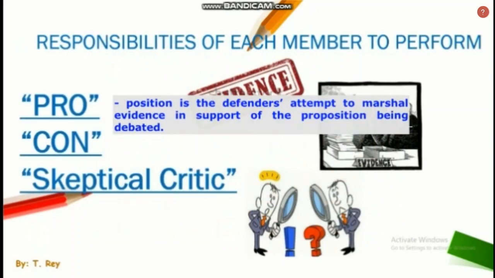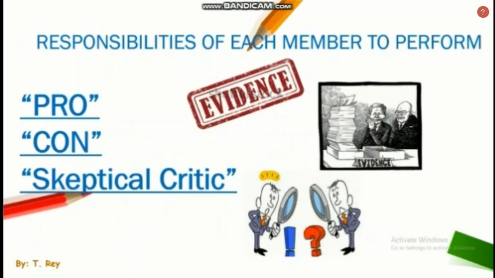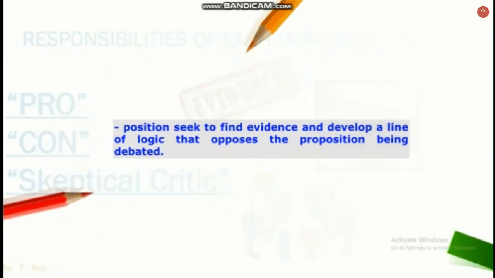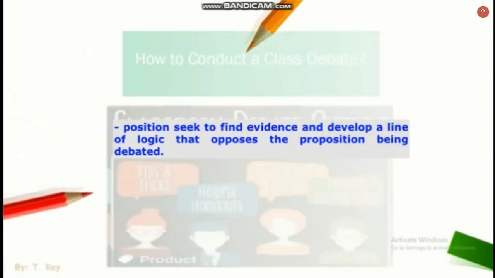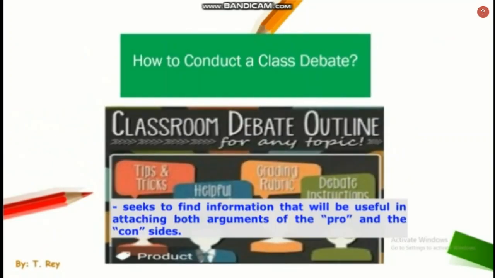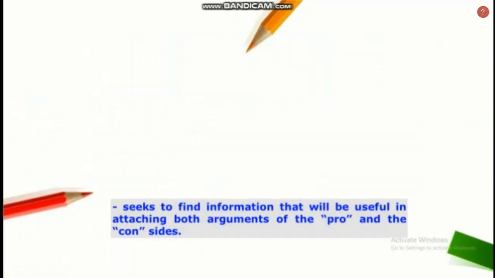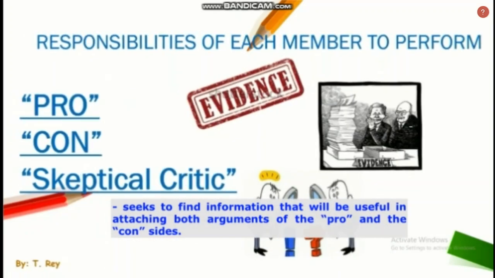Pro position is the defender's attempt to marshal evidence in support of the proposition being debated. Con position seeks to find evidence and develop a line of logic that opposes the proposition being debated. Skeptical critic seeks to find information that will be useful in attacking both arguments of the pro and the con sides. And now, let us listen carefully on how to conduct a class debate.